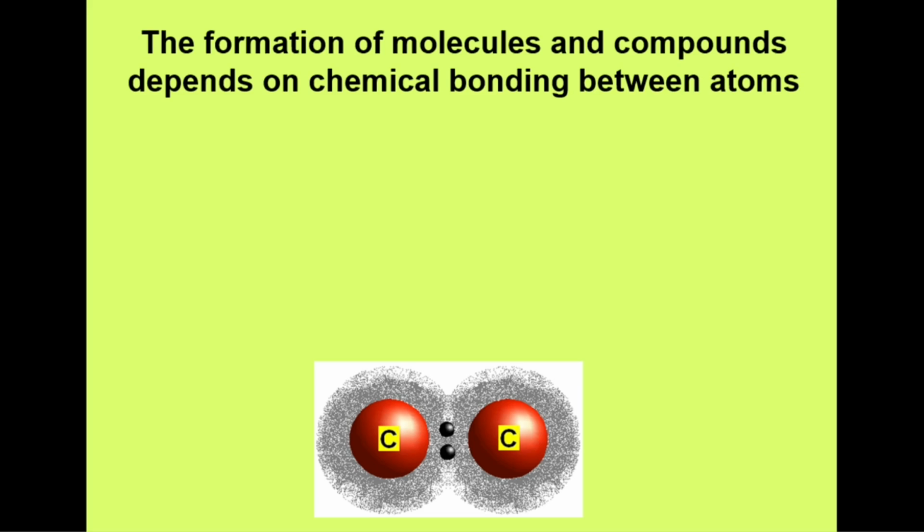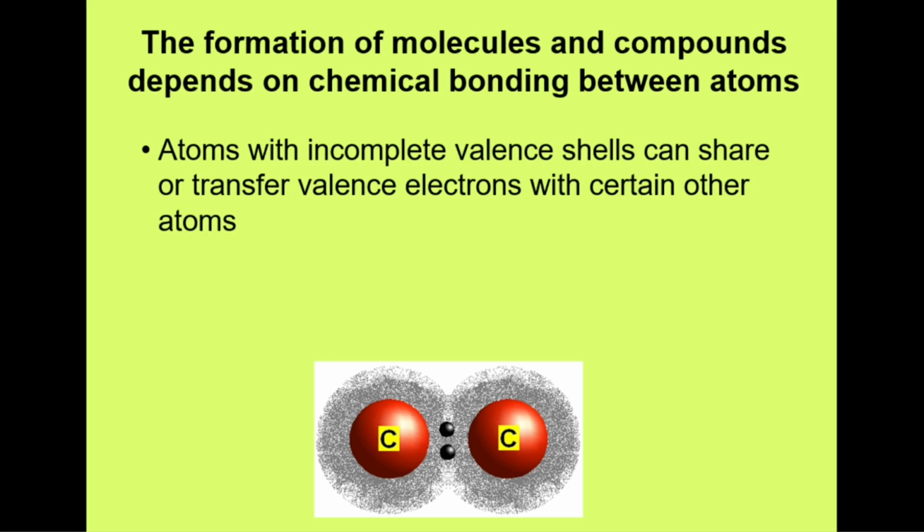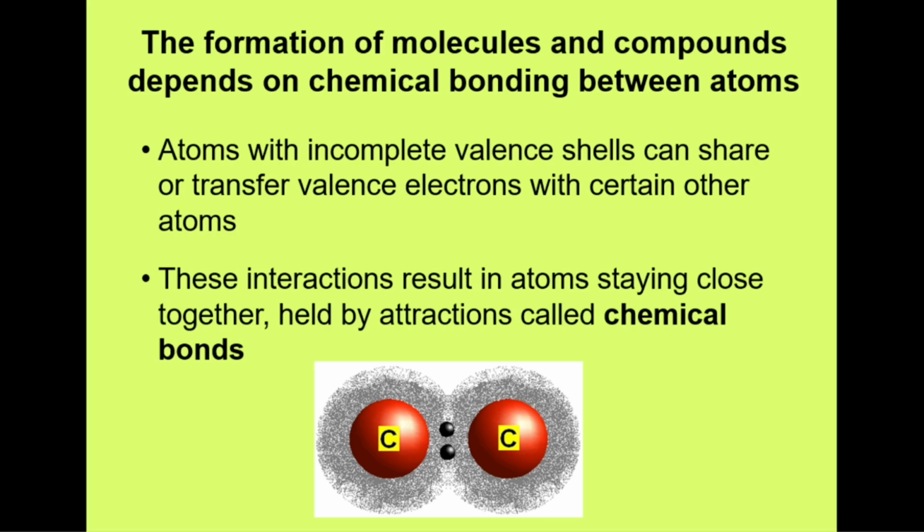Okay then, so again, this is a further recap from the previous video. The formation of molecules and compounds depends on chemical bonding between atoms, and atoms with incomplete valence shells can share or transfer valence electrons with certain other atoms. And when this happens, the interactions result in atoms staying close together, held by attractions called chemical bonds.